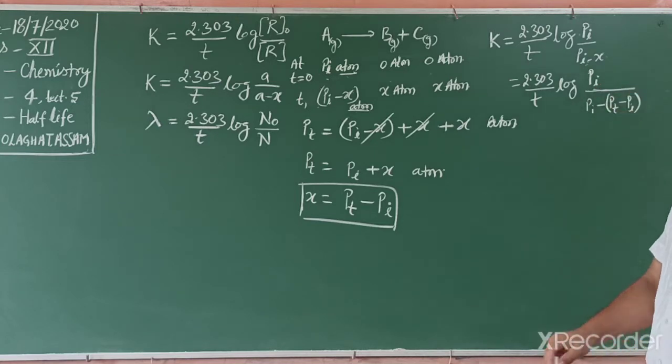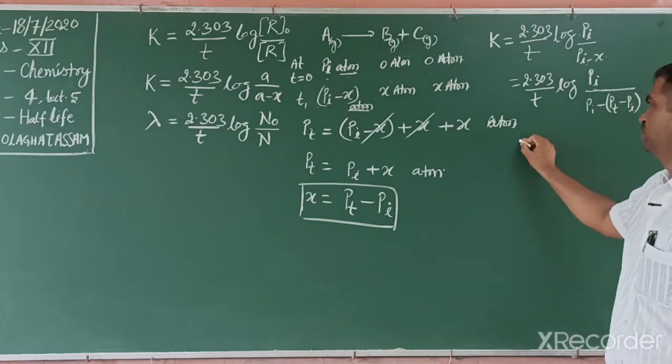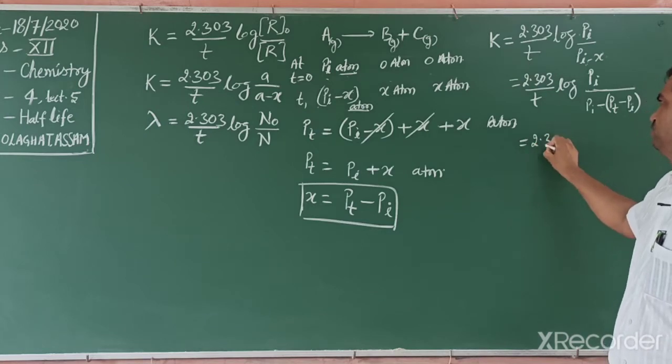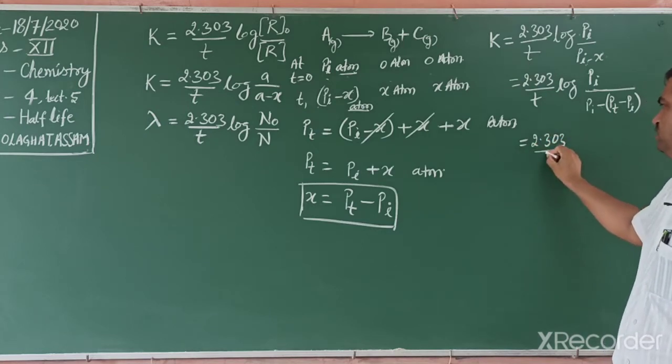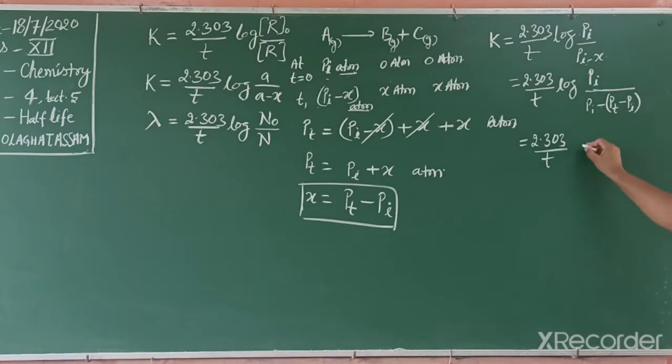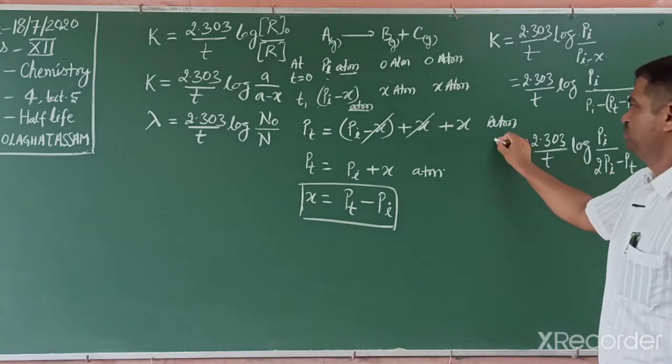So students, when we solve this, the minus P total and minus minus gives a plus sign. So again you write 2.303 divided by T log of Pi, the initial pressure, divided by, so minus minus plus, then 2Pi minus P total.